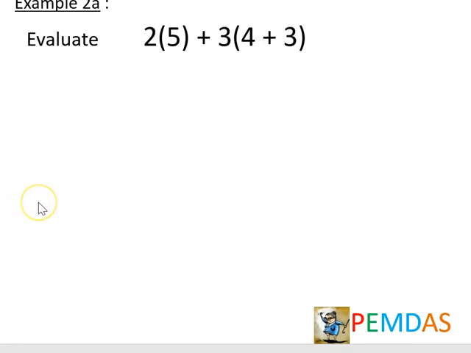Okay, here we have parentheses, so we're going to do the 4 plus 3 first. We have no exponents, we have no multiplication. Sorry, I just spoke wrong. We do have multiplication, 2 times 5. And then we have the 3 times the 7, and then we combine like terms, and so on and so forth. Okay, so here we have another practice problem. Pause it, work it out.